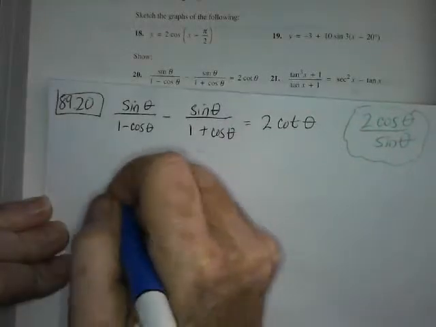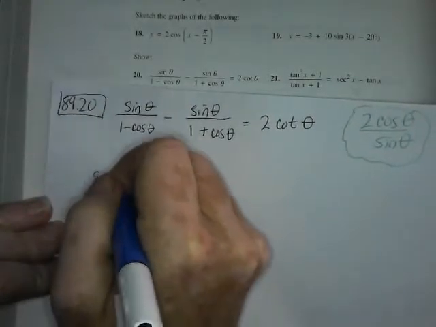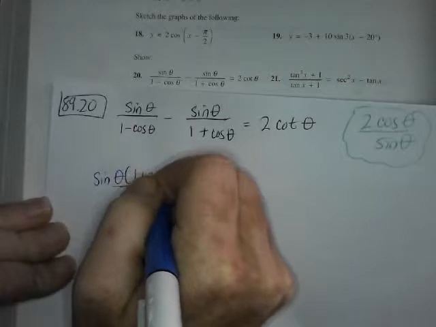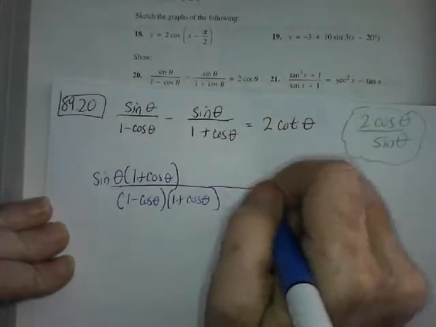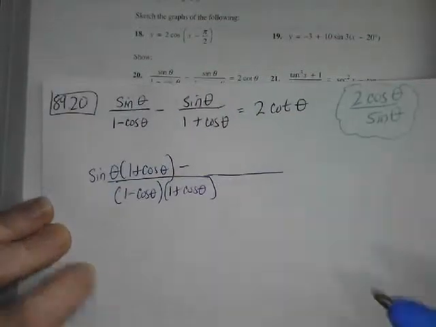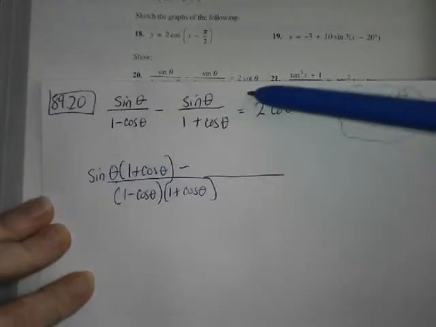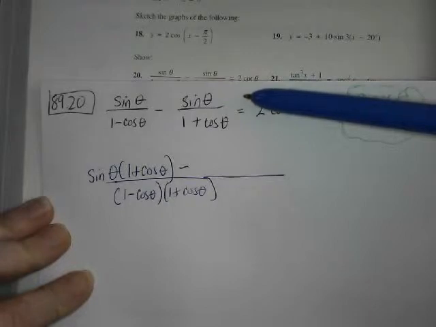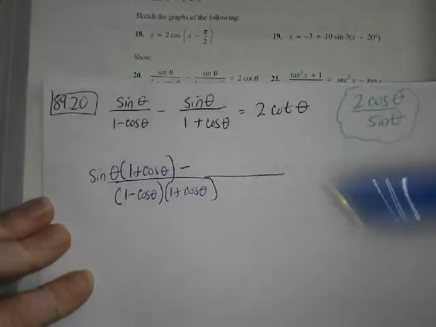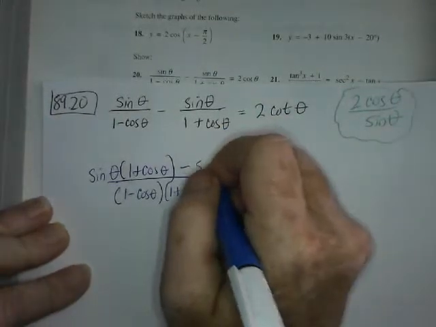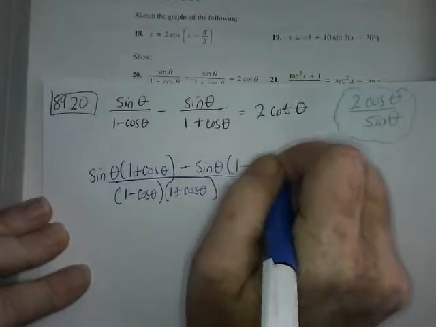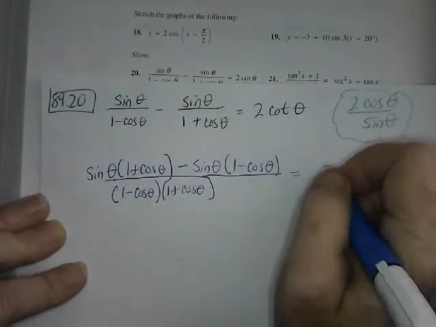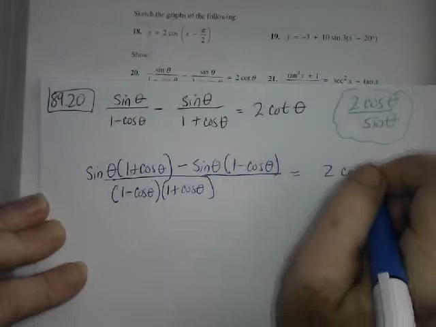So this is going to be sine theta times 1 plus cosine theta. And then this next one would have to get multiplied by 1 minus cosine theta in order for it to have that common denominator. So this will be sine theta times 1 minus cosine theta. And that's all supposed to equal 2 cotangent of theta.